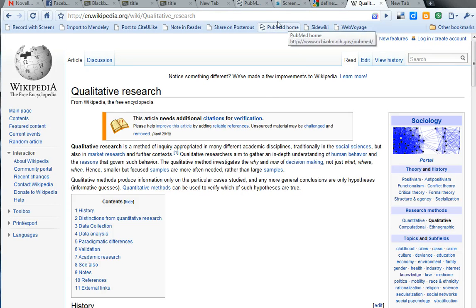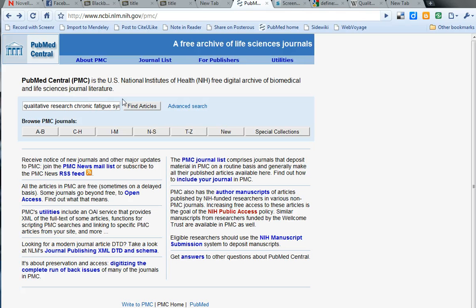So how do you actually find some qualitative research? Well, this is PubMed Central. I'm using this because I'm at home, and PubMed Central only finds you absolutely free papers, so we'll definitely be able to access them. In my search term, I've just put in qualitative research, chronic fatigue syndrome. So let's see what comes up.